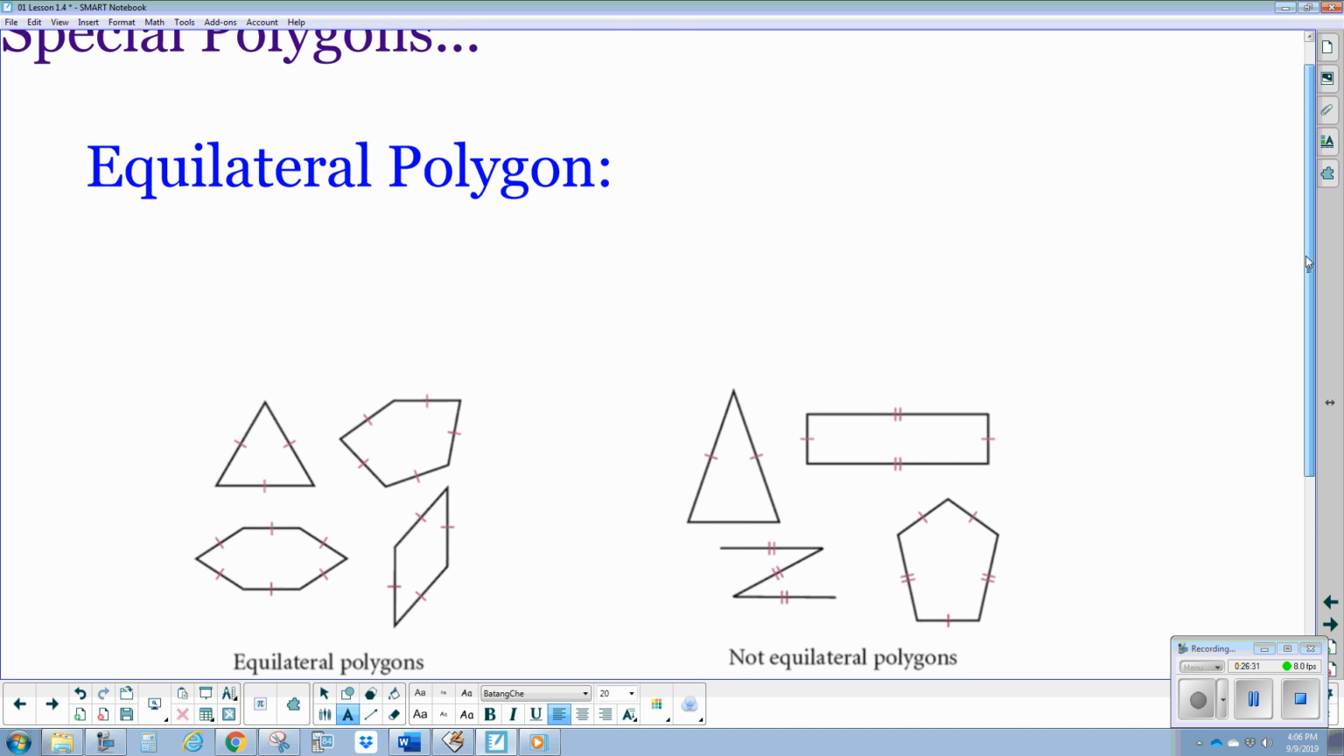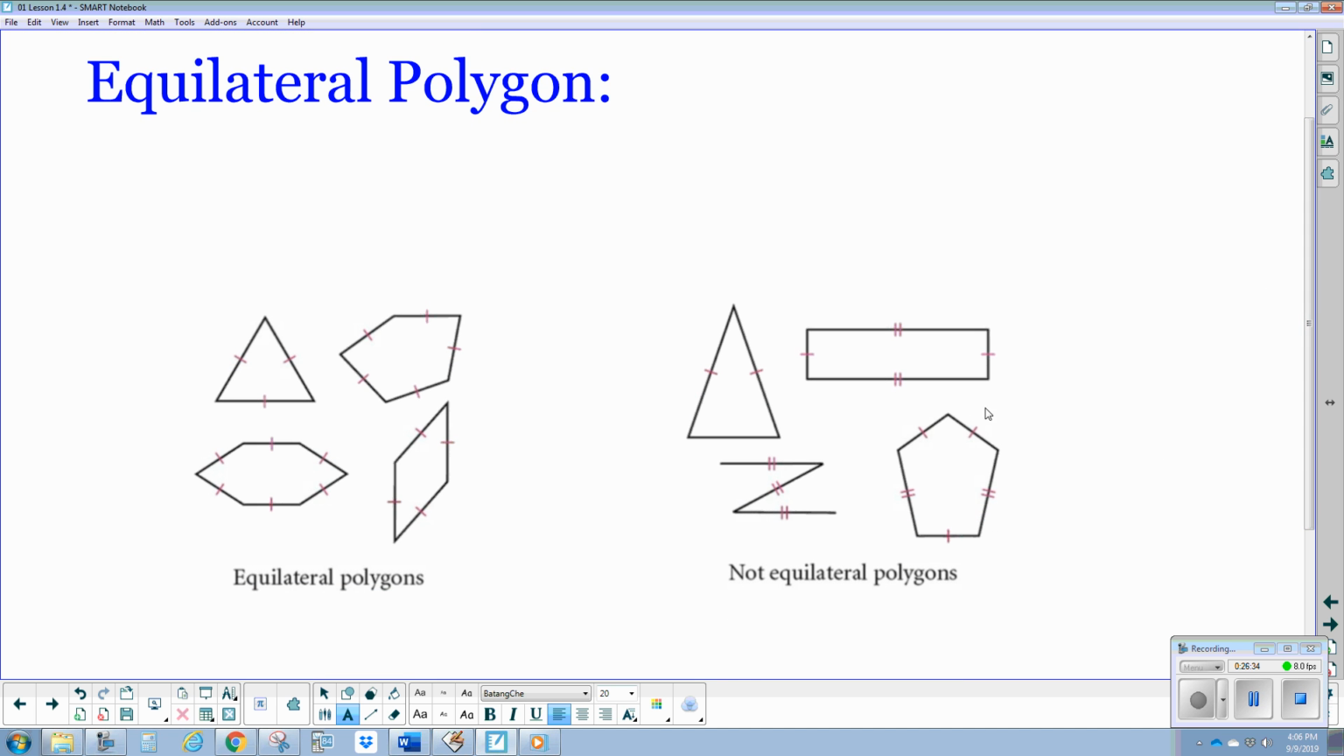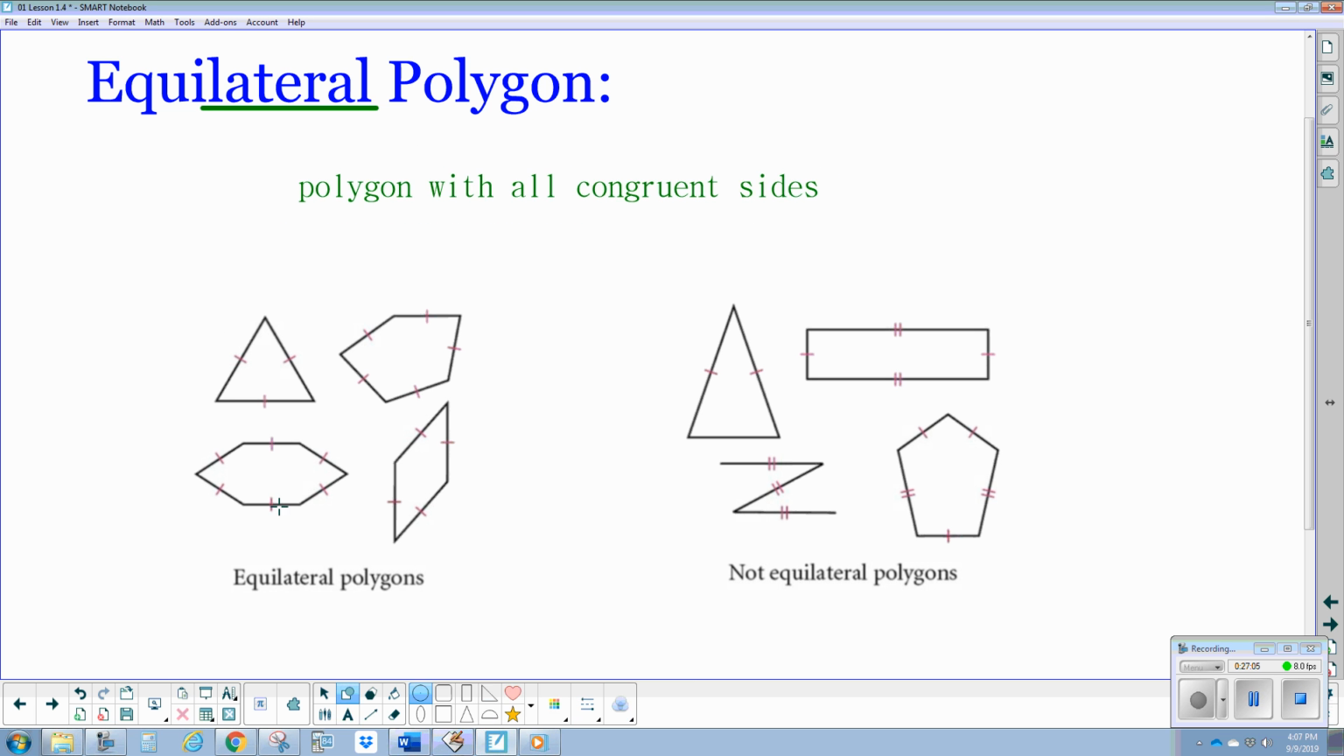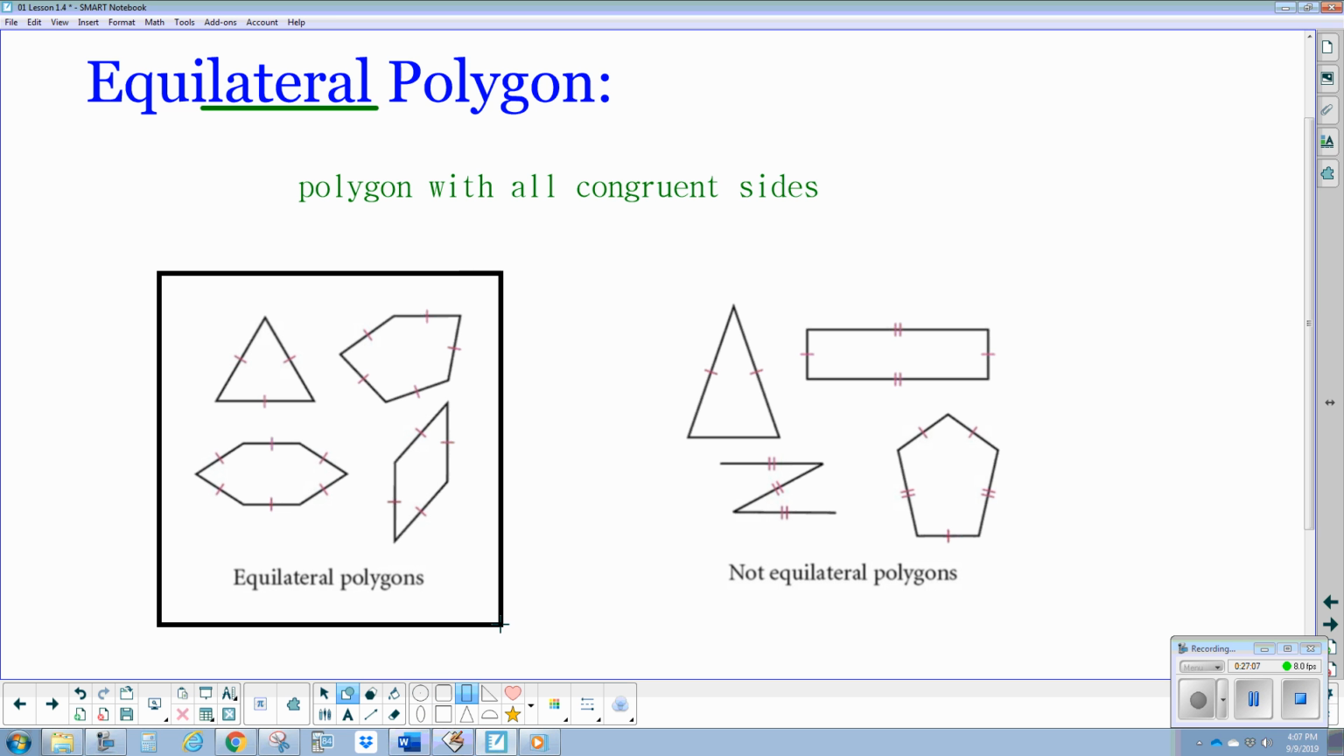And then some special polygons that we're going to define, and we will learn properties of these polygons in later chapters, but just to define them, an equilateral, I think of it as like a ladder. The steps of the ladder are like our segments. An equilateral polygon is a polygon with all congruent sides. So you can see here, these are equilateral polygons. All of the sides are congruent.